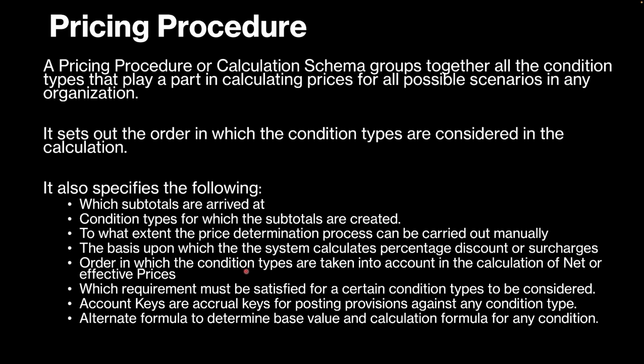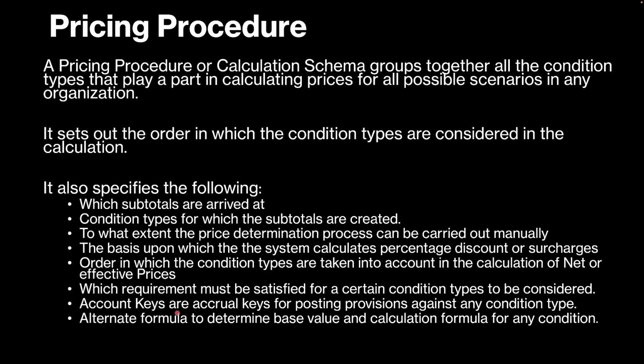Then the order in which the condition types are taken into account in the calculation of net or effective prices. Then which requirement must be satisfied for a certain condition type to be considered. So you have a particular column where you will enter a routine through which the system will check whether that particular condition type is to be triggered or not.